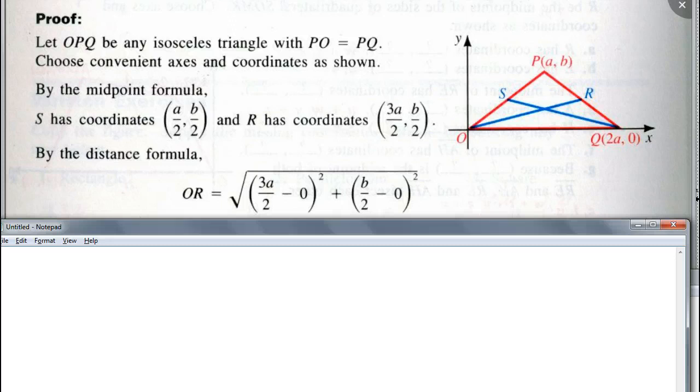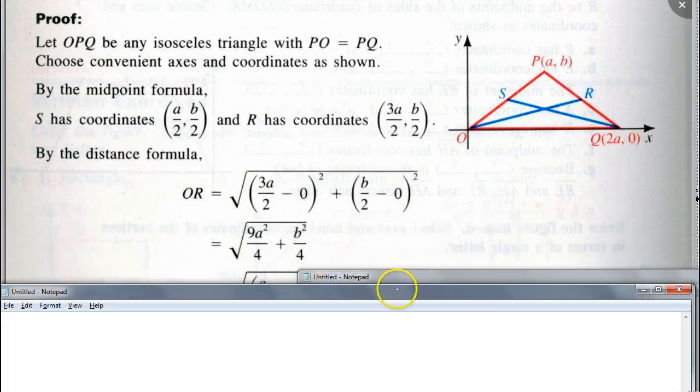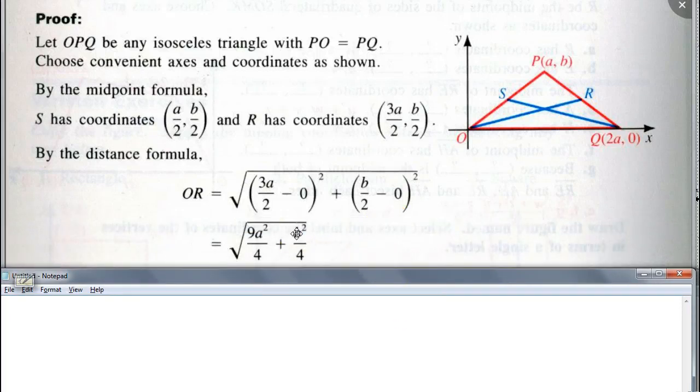You get square root of, what is 3a over 2 squared? What's that give you? That gives you 9a squared over 4. Yeah, 9a squared over 4 plus the other, b squared over 4. Whole thing square rooted, of course. Does that make sense? That's what we get, don't we?